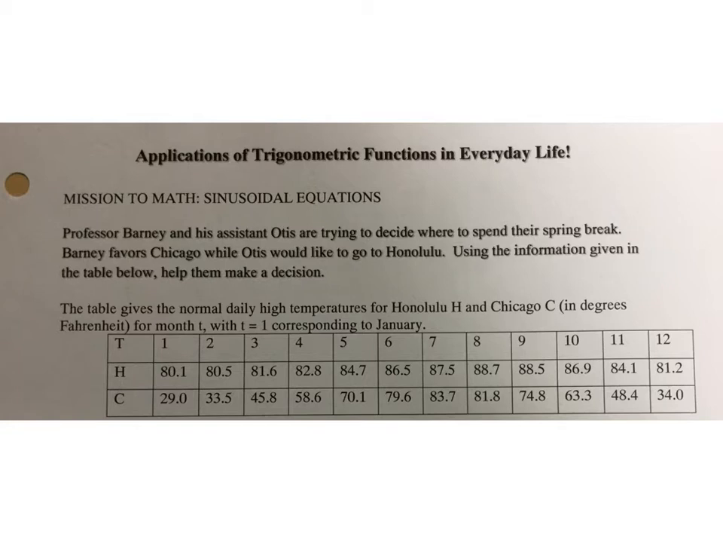So what this data tells us is that T is the time, or the month in this case. So month 1 is January, 2 is February, 3 is March, and so on. And then H is for Honolulu, so that's the average temperature every month in Honolulu. And then the average temperature for Chicago is listed. So what you're going to do is you're going to need to get a calculator, and we're going to have to enter this data.